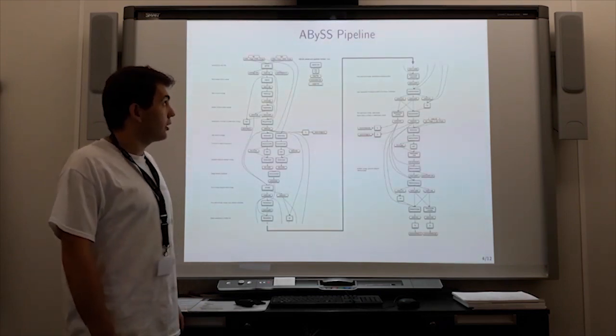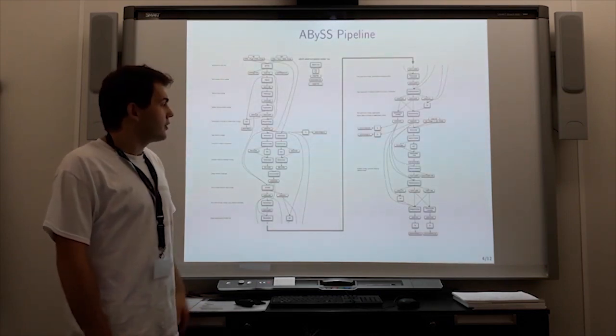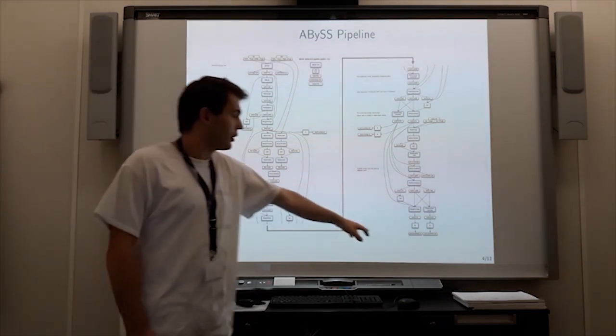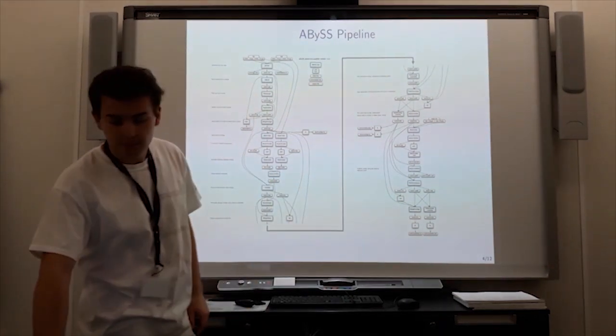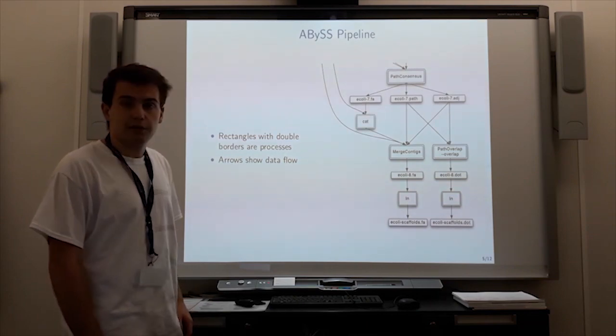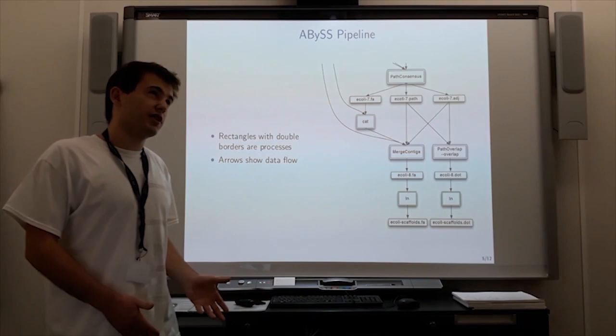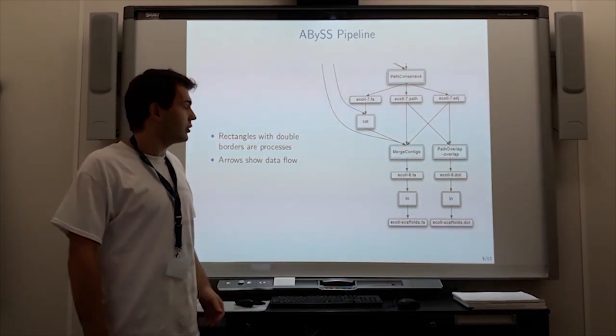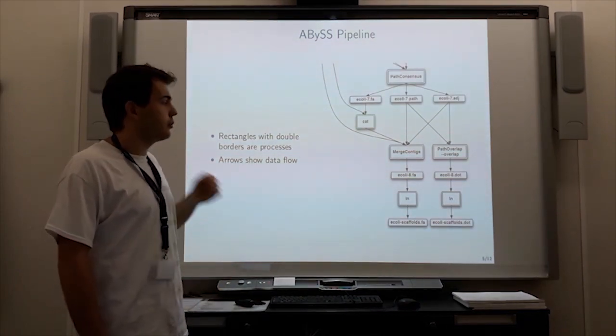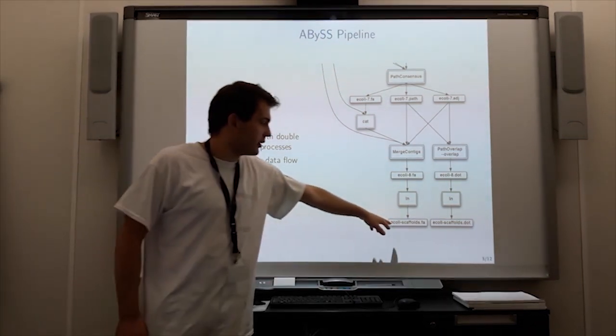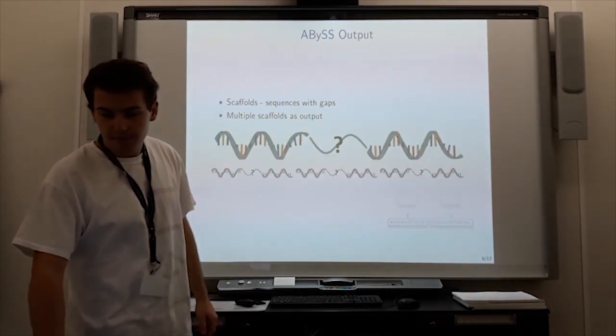This is the flowchart of the whole Abyss pipeline. It's fairly complicated, so we're only going to focus on the part at the end, which is this. As a clarification, the rectangles with double borders represent stages or processes in this flowchart, and arrows just show the data flow between them. And we're only interested in this output here, the scaffolds.